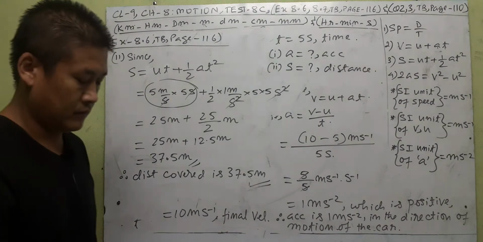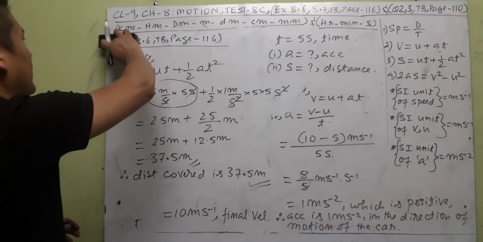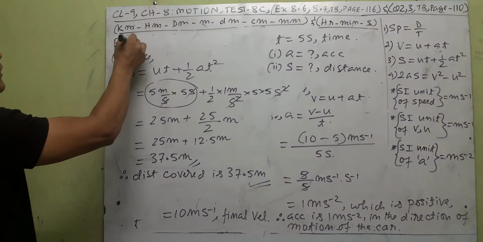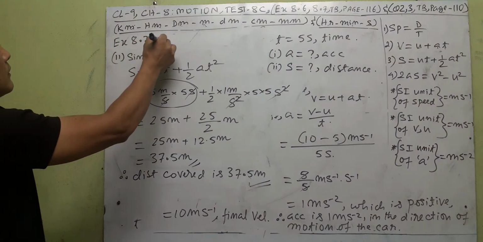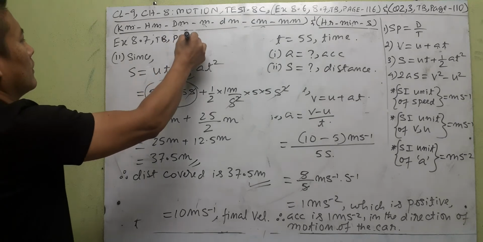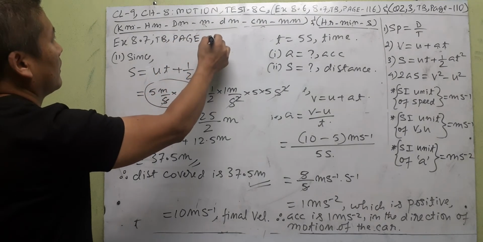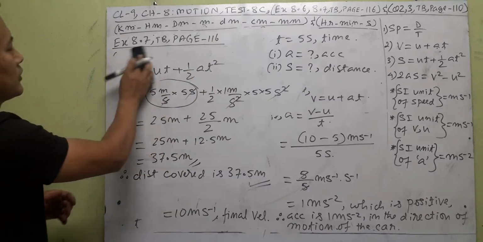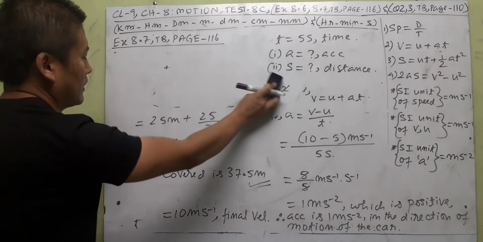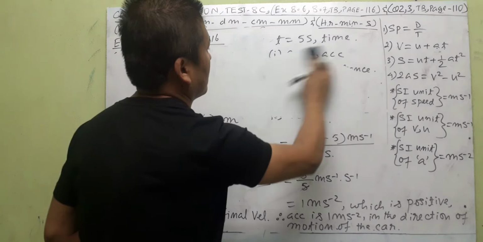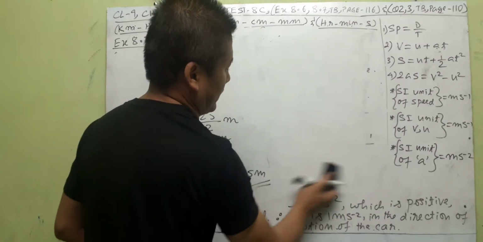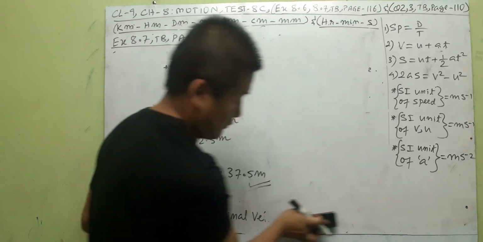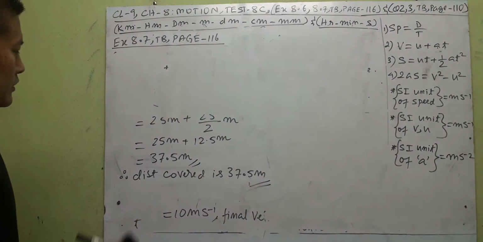Okay, so one more question before we end this test portion. That is example 8.7 textbook, page 116. All these 4 numericals are a little bit similar. Just do by thinking. It's quite easy, as you may be realizing by now. Okay, let me read the question for us.